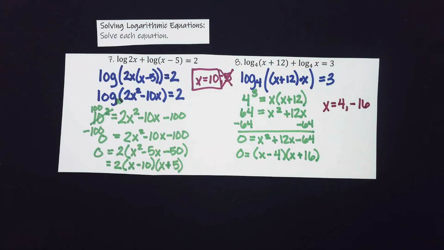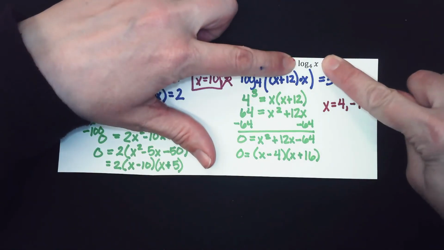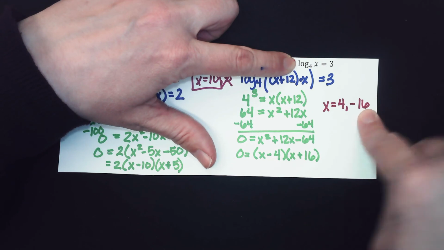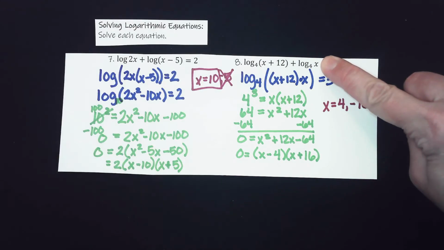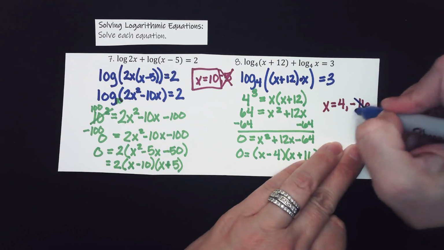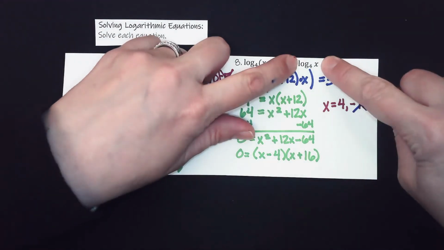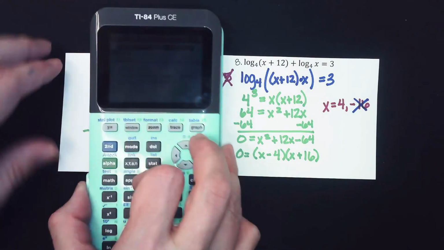And we need to try to make sure these work, okay? Right here, this one just has the x inside. I can see that when I plug in negative 16, that's going to be a log of a negative number, and it's not going to work. It's going to give me that error in my calculator again. Okay, so I can see that one right off the bat, okay? Let's go ahead and try the 4 just to double check that it works.